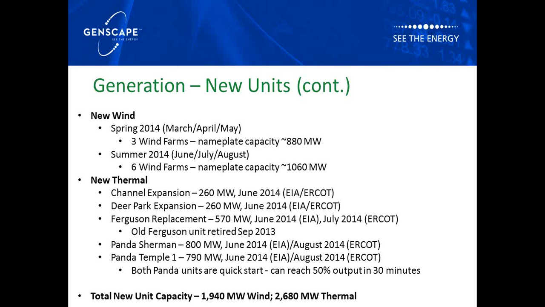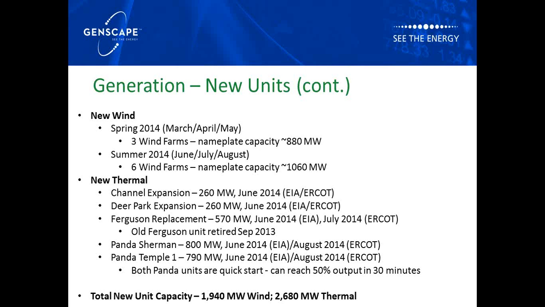On the thermal side, you've got some smaller expansions over at Channel, 260 megawatts in June. Deer Park, another 260 megawatts in June as well. And then you've got the Ferguson replacement, which is meant to replace that old Ferguson unit that was retired in September of 2013. A couple of different scheduled completion dates. The EIA has them in June, ERCOT has them in July.